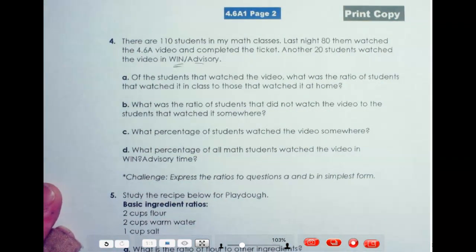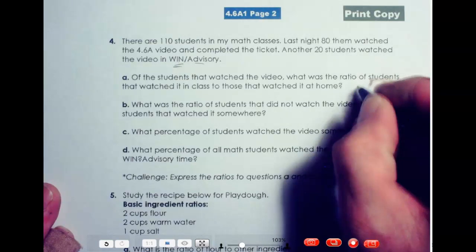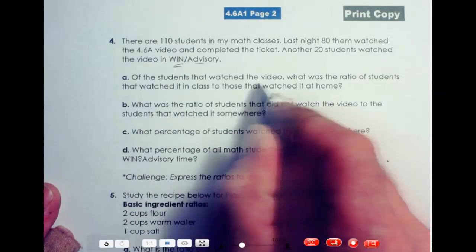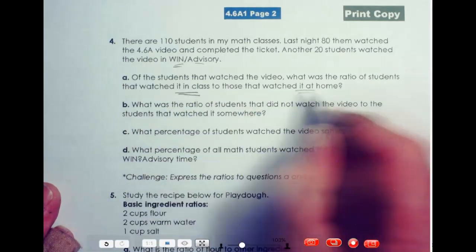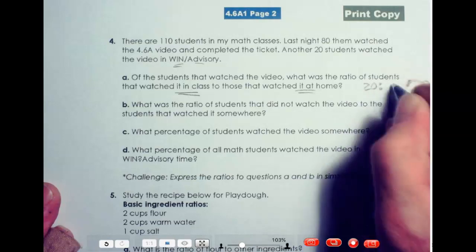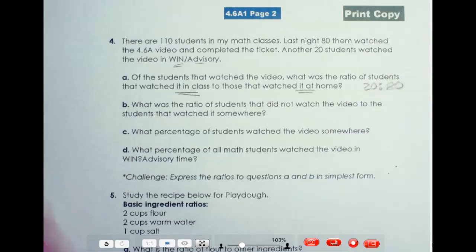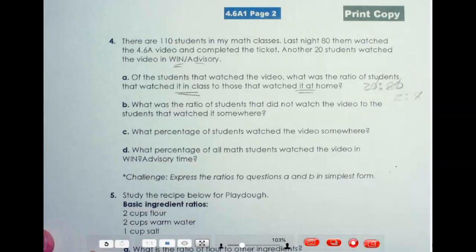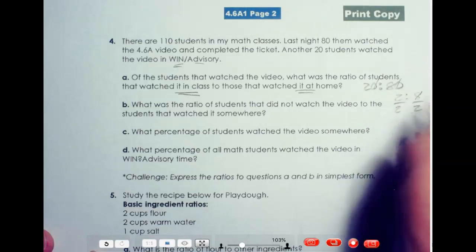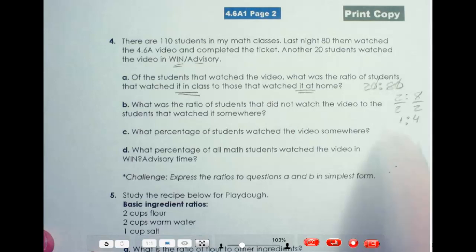Well, 80 of them watched it at home, and another 20 watched the video in WIN or advisory. So really, we're looking for the ratio of students who watched it in class, that would be advisory, to at home. So there's 20 that watched it in advisory to 80 at home. I know what you're starting to think, but just stay with me here. We could divide both by 10 and get 2 to 8. I can divide this by 2, really, and get this down to 1 to 4. So for every 1 kid that watched it at school, 4 watched it at home.